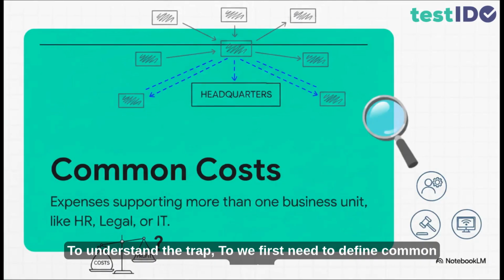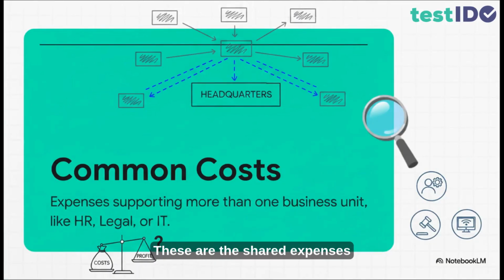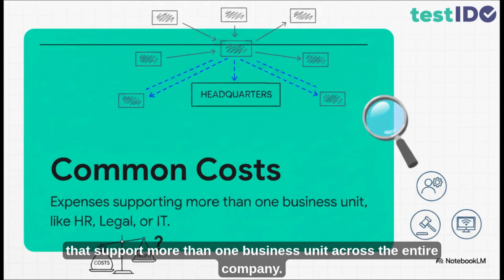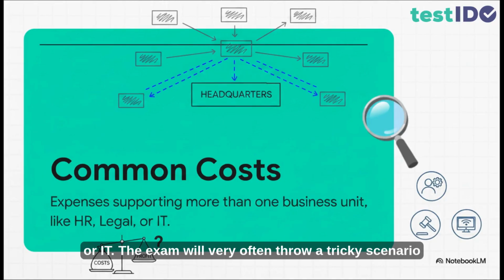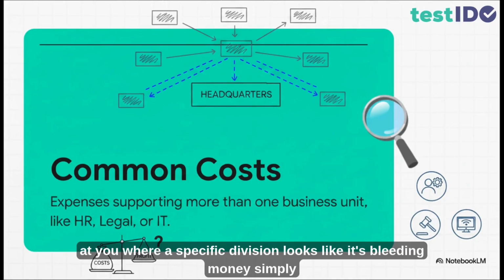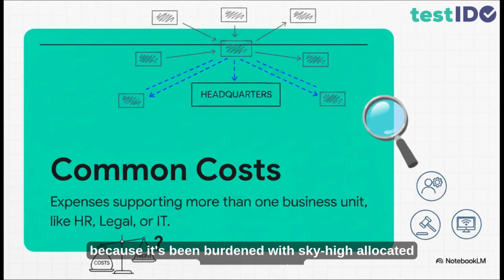To understand the trap, we first need to define common costs. These are the shared expenses that support more than one business unit across the entire company. We're talking about centralized departments, human resources, corporate legal, or IT. The exam will very often throw a tricky scenario at you where a specific division looks like it's bleeding money simply because it's been burdened with sky-high allocated common costs.